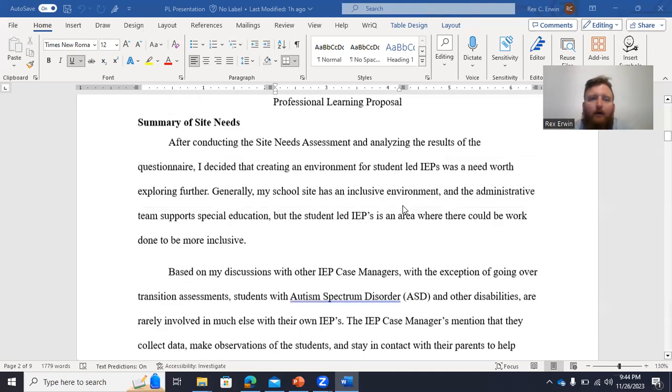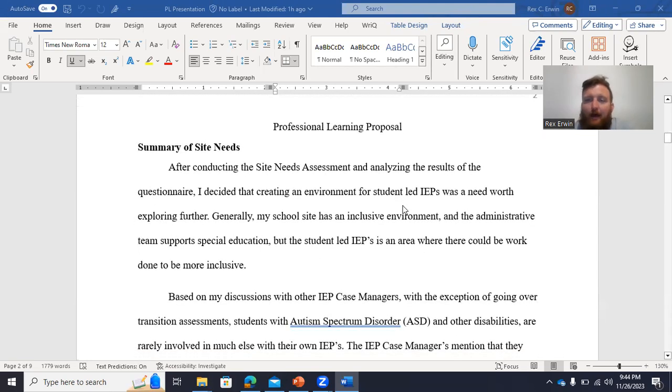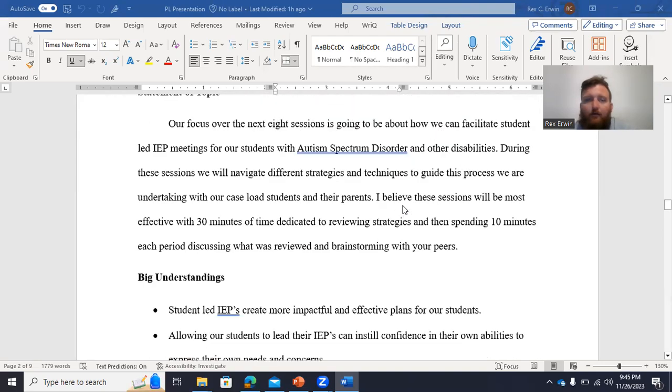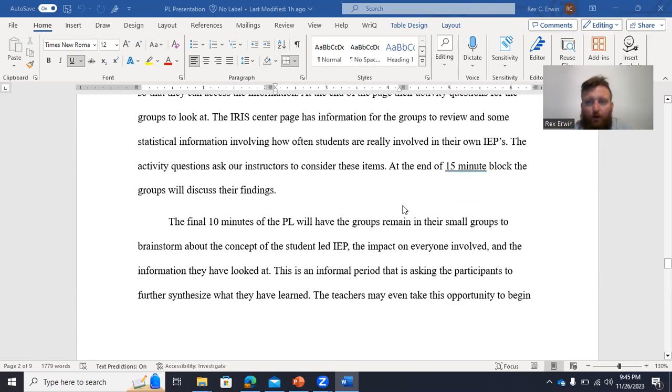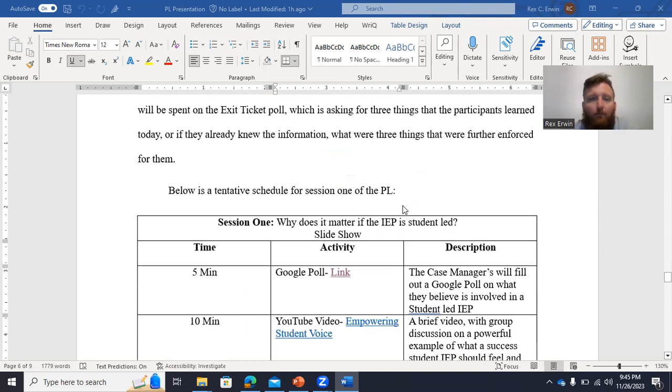I did my summary of site needs, and I determined that my school does a good job of being inclusive, and they have an administration team that works hard to support our students and teachers. But student-led IEPs is somewhere where we could improve.